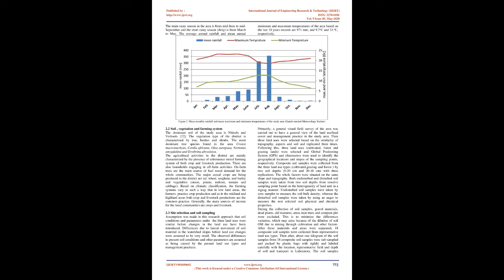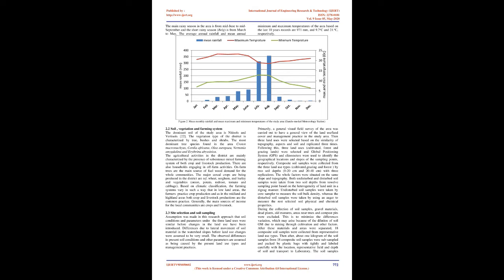The agricultural activities in the district are mainly characterized by the presence of subsistence mixed farming system of both crop and livestock production. There are also households engaging in off-farm activities. On-farm trees are the main source of fuel wood demand for the whole communities. The major cereal crops produced in the district are teff, wheat, sorghum, and barley, and vegetables: onion, potato, red root, tomato, and cabbage.